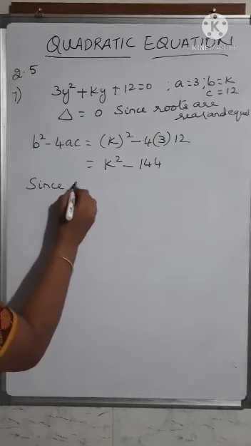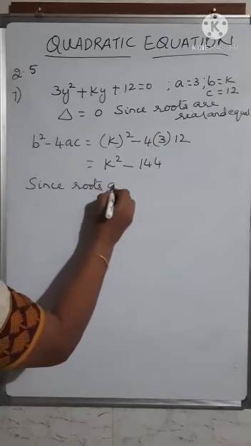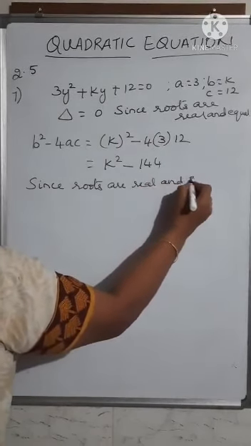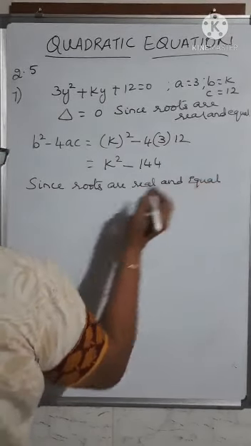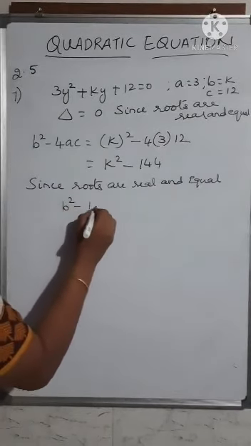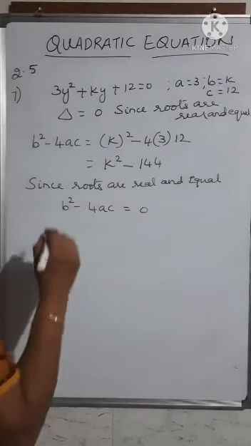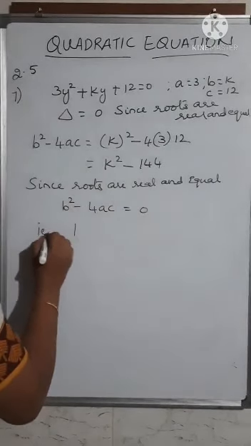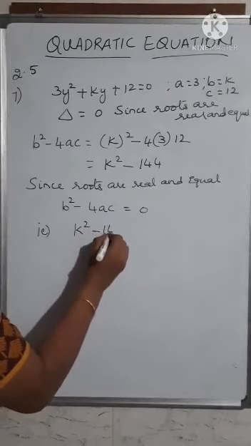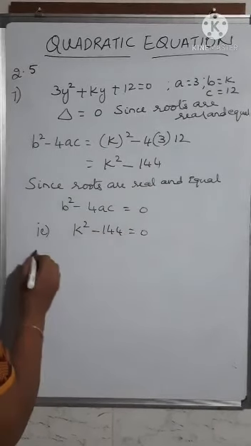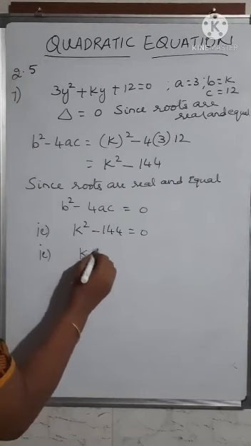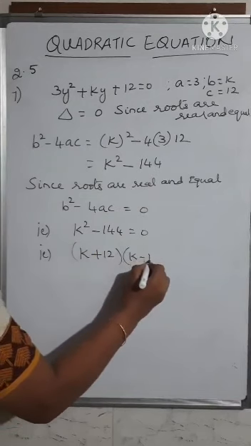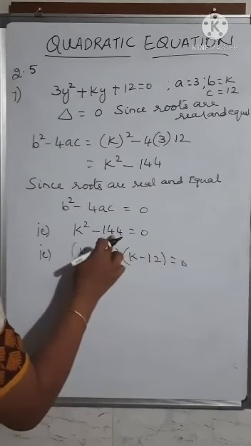Now you can write this statement here. Since roots are real and equal, b square minus 4ac should be equal to 0. Now what is b square minus 4ac? That is k square minus 144 is equal to 0. This can be written as k plus 12 into k minus 12 equal to 0, as 144 is 12 square.